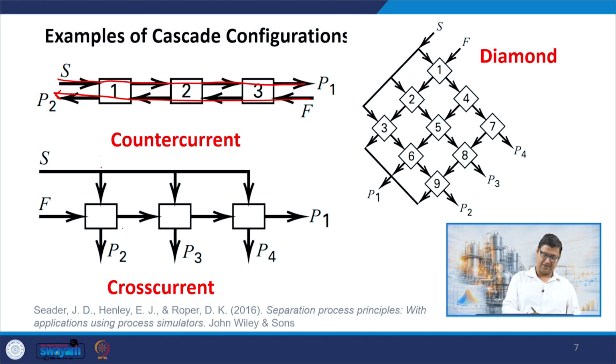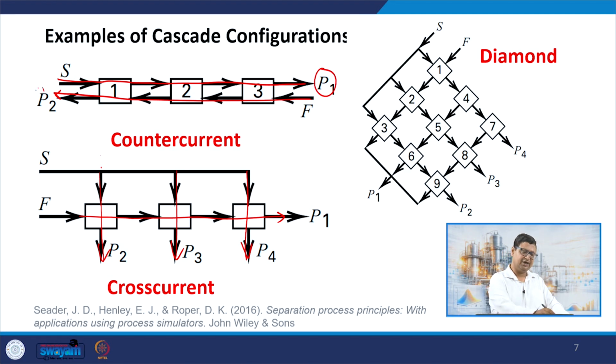So the products are collected from each of the stages in there, and the feed basically keeps on moving in this direction, right? That's one more example. And in this case, now we are forming 4 products as opposed to 2 products in this case, right? We can have more exotic configurations of cascade, let us say a diamond here, depending on the need and depending on the requirement of efficiency, as we will see.